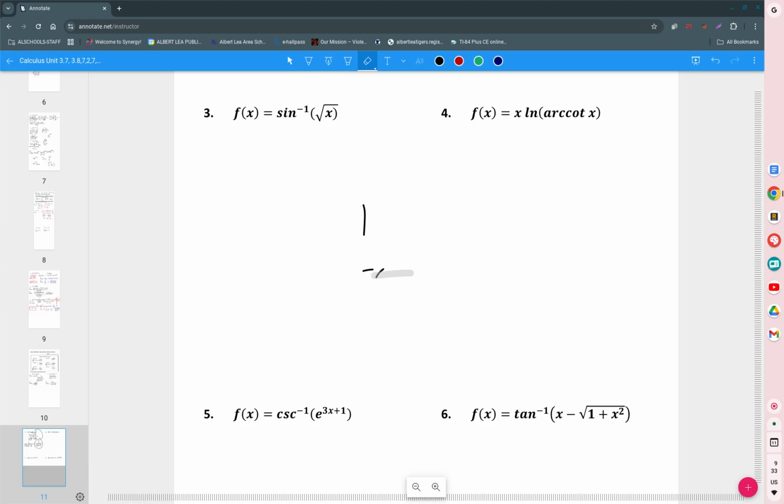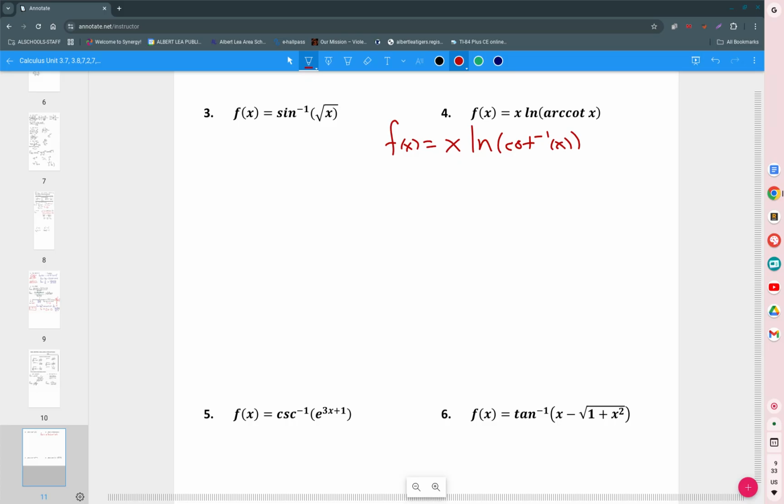I'm looking for you to say 2 things. Product rule and the chain rule. Product rule, chain rule, way to go. Yes. I have f of x is equal to x times the natural log of cotangent inverse of x.